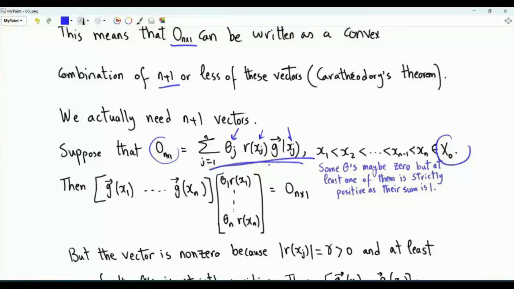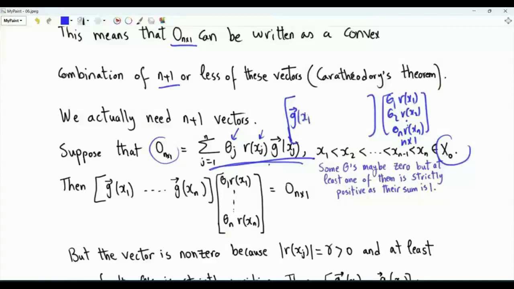Let's rewrite this summation here. I will have a column vector in which we have theta1 r(x1), theta2 r(x2), all the way to theta n r(xn). That's an n by 1 vector. This summation here can be represented as this vector multiplied by a matrix from the left. The first column in the matrix is g arrow of x1, the second column is g arrow of x2, and so forth. This expression means that the n by n matrix multiplied by the vector will give us the all-zero vector of the n-dimensional space.